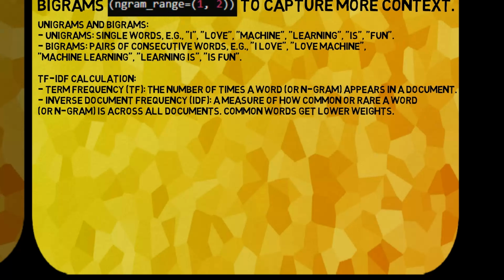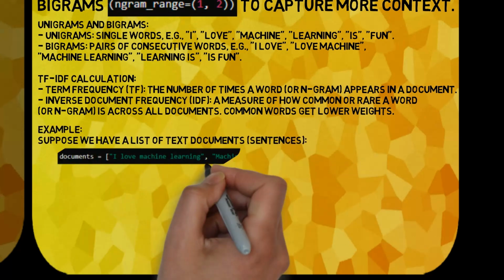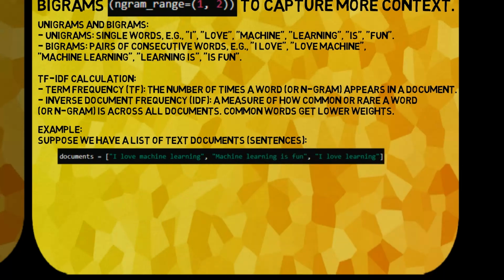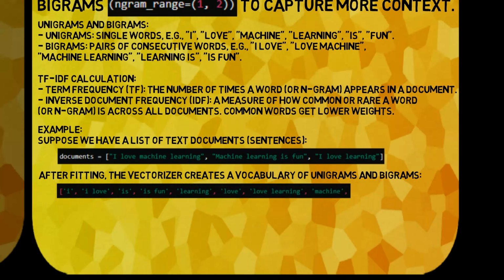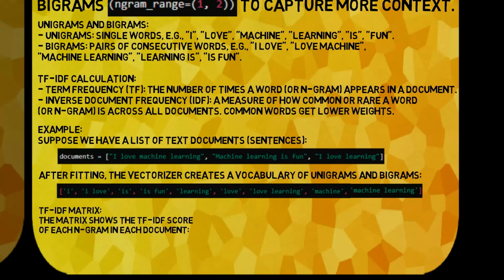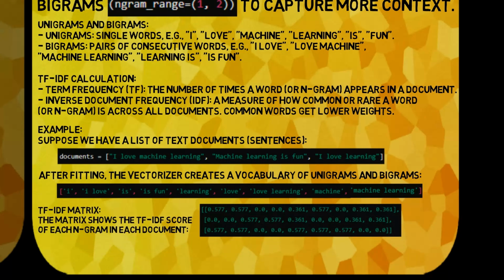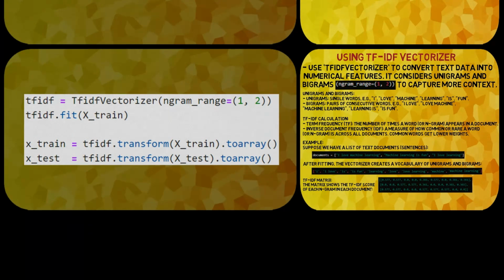TF-IDF calculation. Term frequency, number of times a word, or n-gram, appears in a document. Inverse document frequency, measure of how common or rare a word, or n-gram, is across all documents. Common words get lower weights. Example, suppose we have a list of text documents, sentences. After fitting, the vectorizer creates a vocabulary of unigrams and bigrams. TF-IDF matrix. The matrix shows the TF-IDF score of each n-gram in each document. Fit the vectorizer on the training data and transform both the training and testing data.